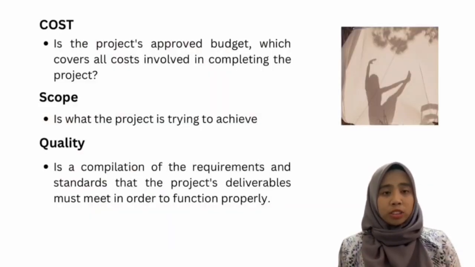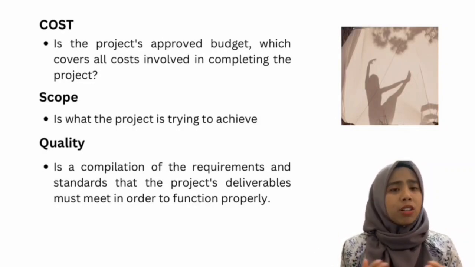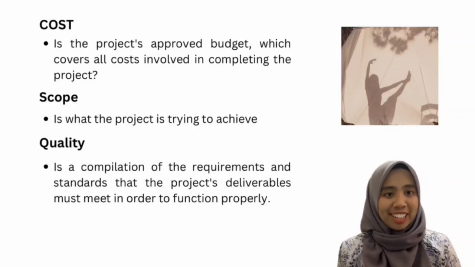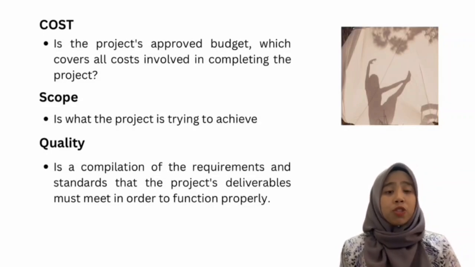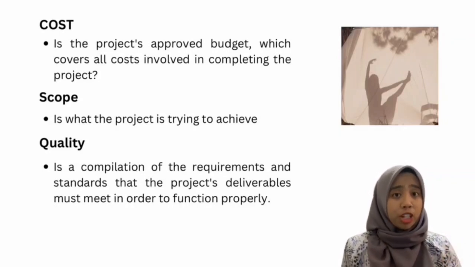So first, cost. What is cost? Cost is the project approved budget, which covers all costs involved in completing the project. Scope is what the project is trying to achieve in project management, so that the company can be better and stable in the future.